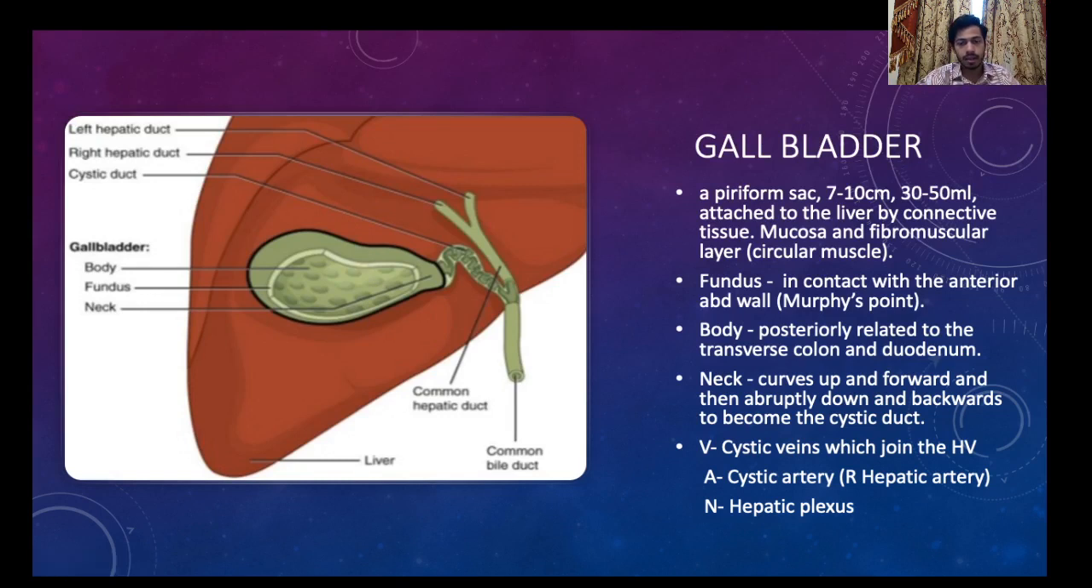And the veins, obviously it's drained venously by the cystic veins, which will then join the hepatic vein, and then will drain into the inferior vena cava all the way into the right side of the heart. It's innervated by the hepatic plexus.